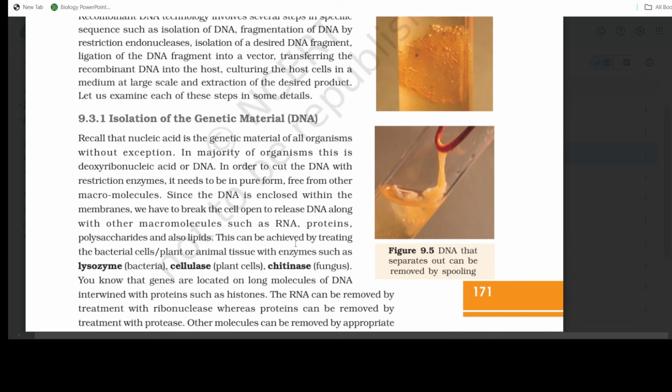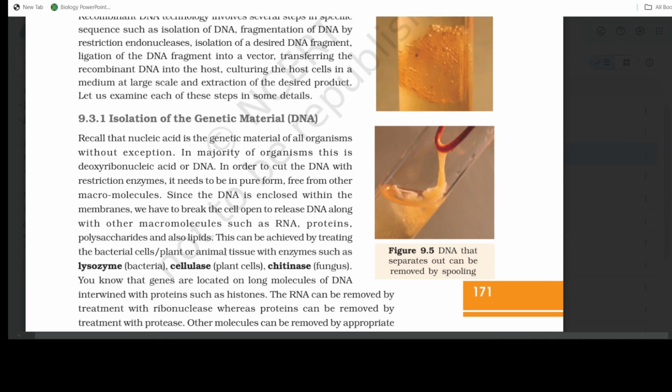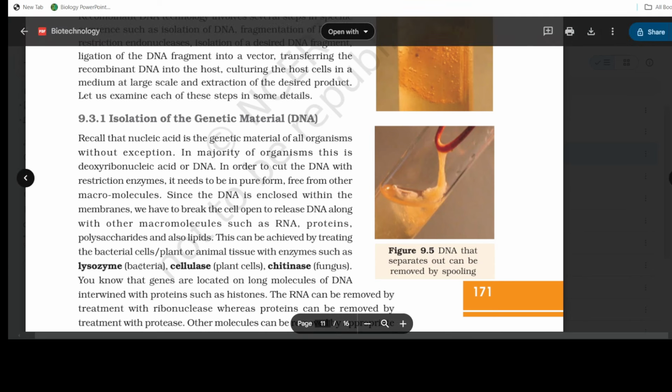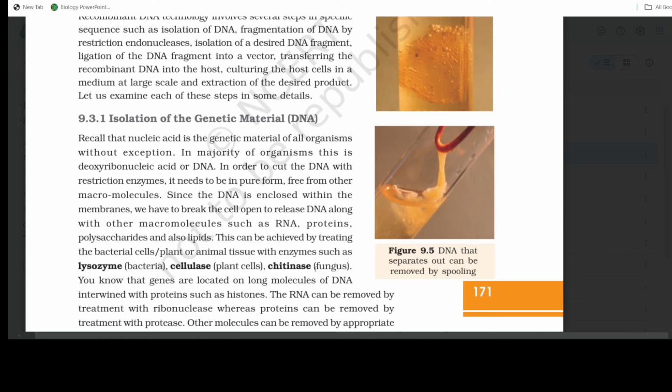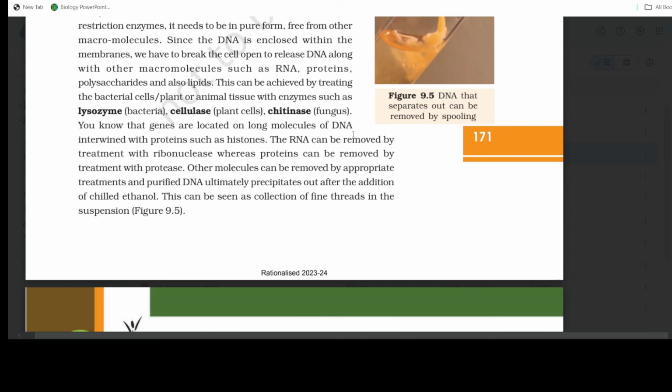Now separating or dissolving all these things can be achieved by treating the cells, either bacterial cells or plant or animal tissue, with specific enzymes such as lysozyme in the case of bacteria, cellulase for plant cells, and chitinase for fungus, to dissolve the outer layer. Then these genes are located along with the DNA molecules intertwined with proteins. To remove the proteins, we have to treat it with protease.